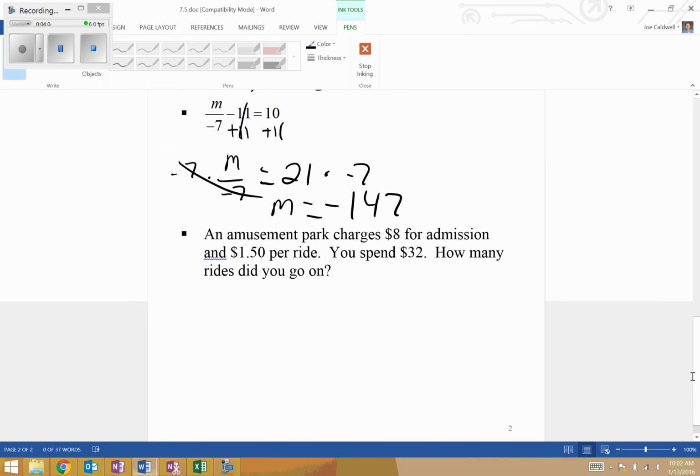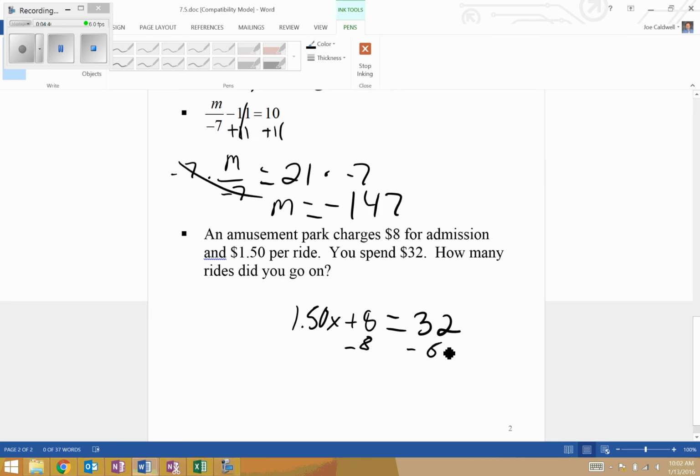So let's do a word problem here. You have an amusement park that charges $8 for admission and then $1.50 per ride. So our total that we're going to spend is $32. If we want to know how many rides we went on, we don't know what we need to multiply $1.50 by. We do know that we're going to spend in total $32. We also know that we have to initially pay $8, right? What we don't know is how many rides we have to do, so that's where we get that x from.